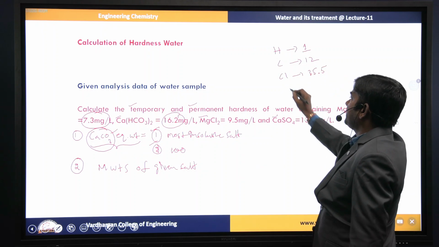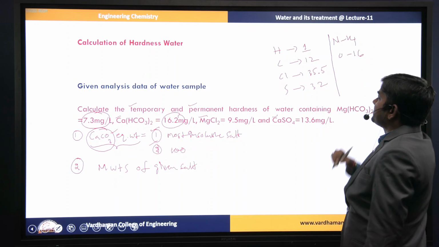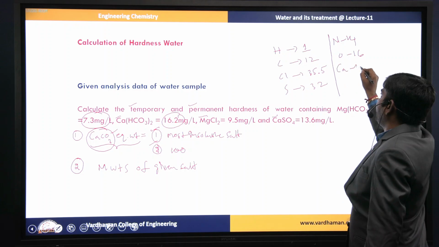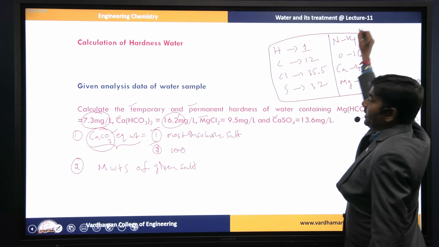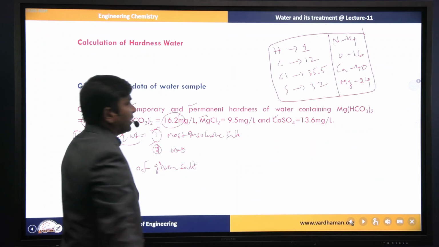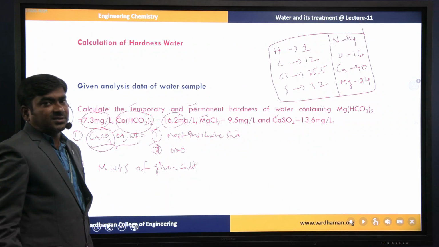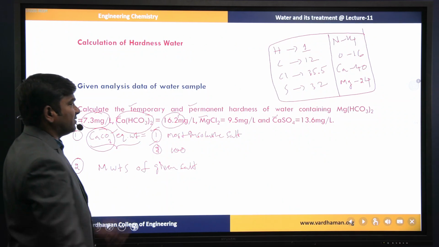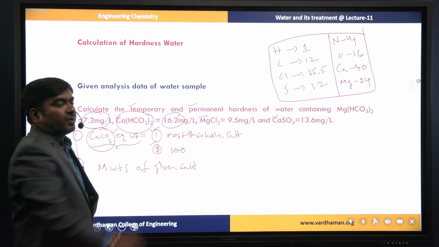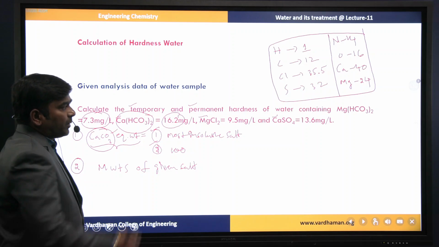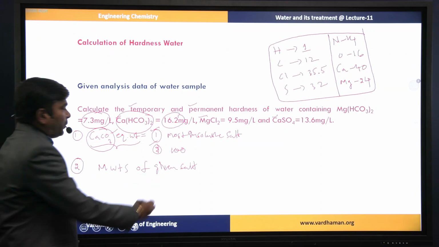sulfur 32, nitrogen 14, oxygen 16, calcium 40 and magnesium 24, right? If you know the atomic weight of each individual element, then you can calculate the molecular weight of the given salts. In most cases you will be provided the molecular weights of the given salts. If they are not provided, then by using that information you need to calculate the molecular weight of the given salts.